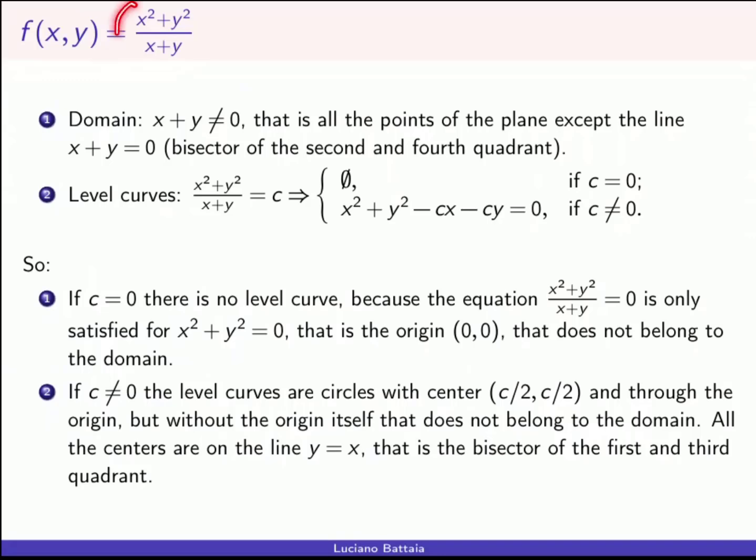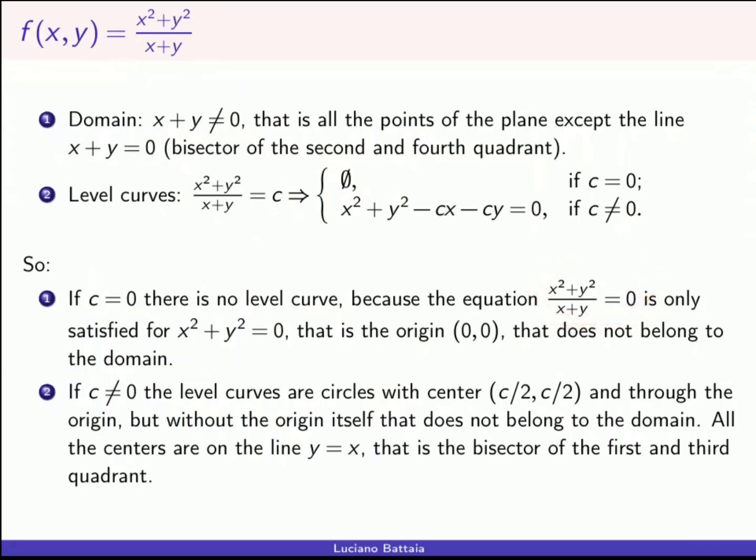Consider the function x squared plus y squared over x plus y. The domain is x plus y different from 0 coming from the denominator, that is all the points of the plane except the line x plus y equals 0, that is the bisector of the second and fourth quadrant. The level curves are given by the usual equation x squared plus y squared over x plus y equals c. This is empty if c is 0, because if c is 0, the equation is only satisfied when x squared plus y squared is 0, that is the origin that does not belong to the domain.